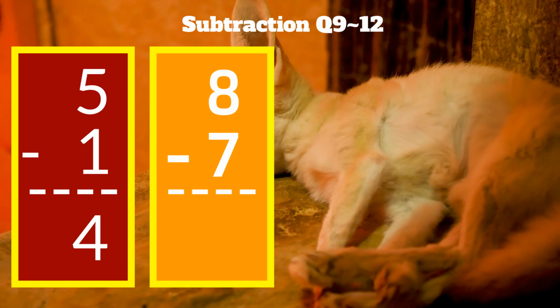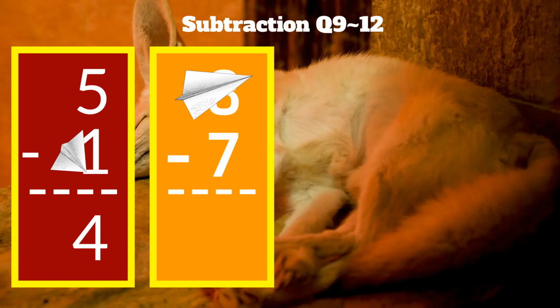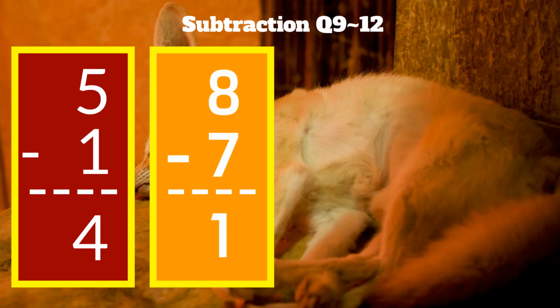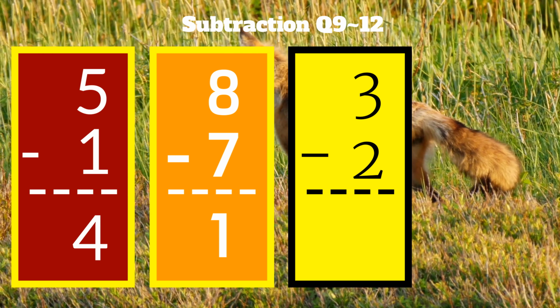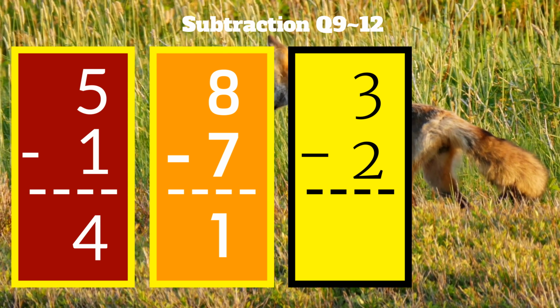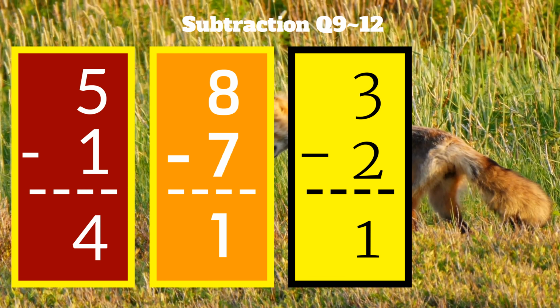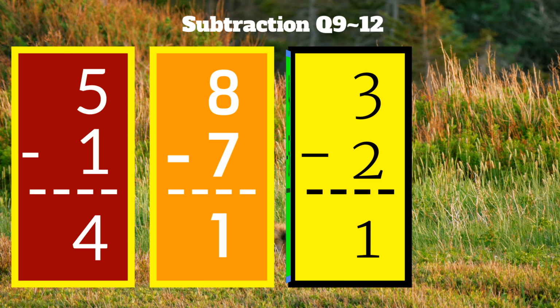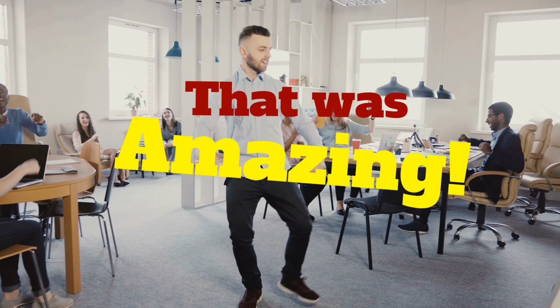8 minus 7 equals 1. 3 minus 2 equals 1. 9 minus 5 equals 4. 3. That was amazing!